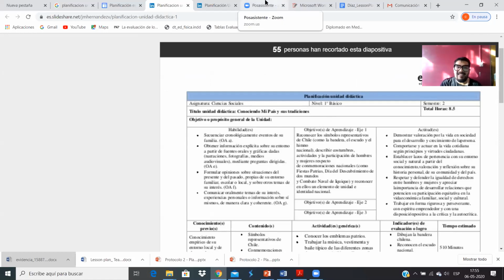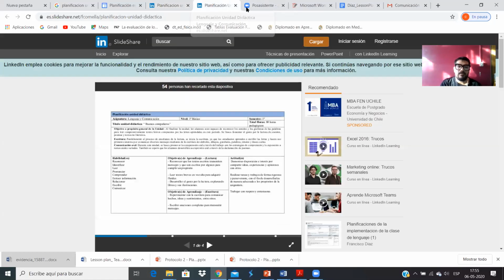Have you heard of the T model? Oh, sorry, for lesson planning? Do you know what a T model is?